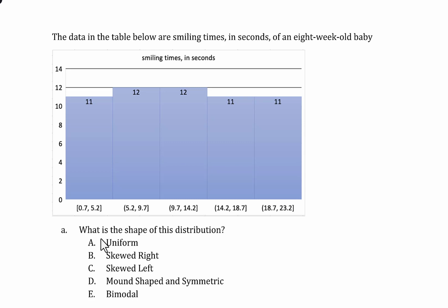The data in the table below are smiling times in seconds of an 8-week-old baby. All right, so what we're looking at is a frequency distribution. These are the individual class ranges. The first class range has a lower class limit of 0.7 and an upper class limit of 5.2. And if you'll notice, this next class starts at 5.2, but there's this notation here and here, okay?